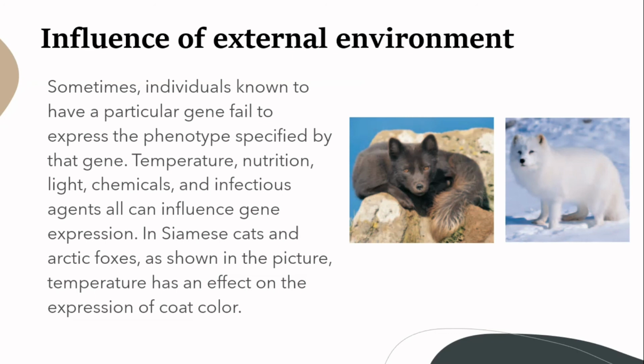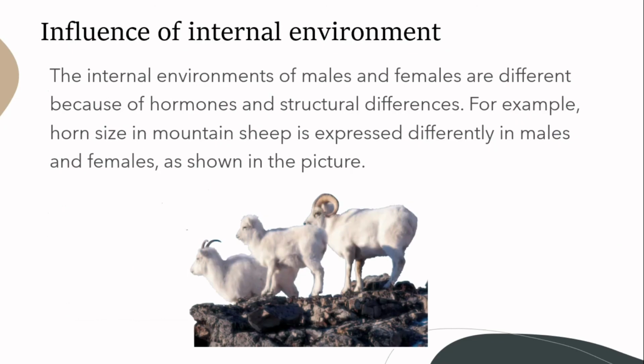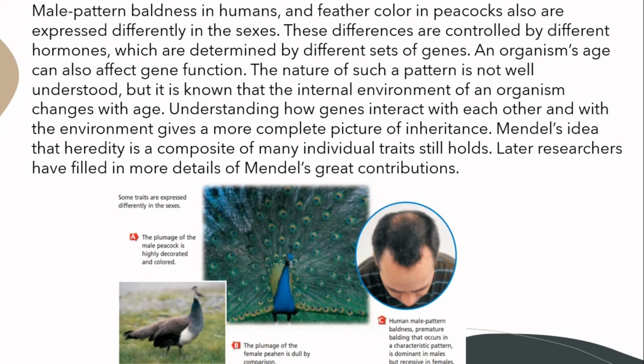Influence of internal environment. The internal environments of males and females are different because of hormones and structural differences. For example, horn size in mountain sheep is expressed differently in males and females, as shown in the picture. Male pattern baldness in humans and feather color in peacocks also are expressed differently in the sexes. These differences are controlled by different hormones, which are determined by different sets of genes. An organism's age can also affect gene function.